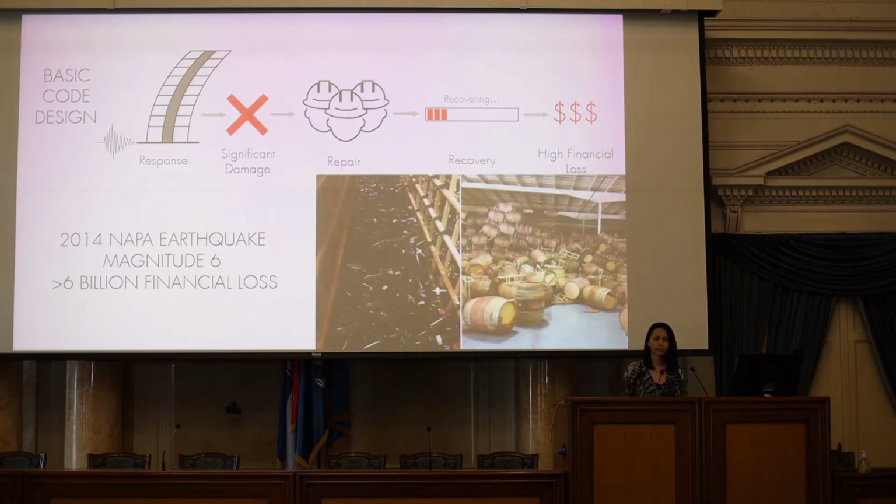So here we see a picture from 2014 Napa earthquake, which was magnitude 6 earthquake, not strong, but it generated over 6 billion in financial losses, where majority of these losses came from long time to recovery. Right? So those are indirect losses.